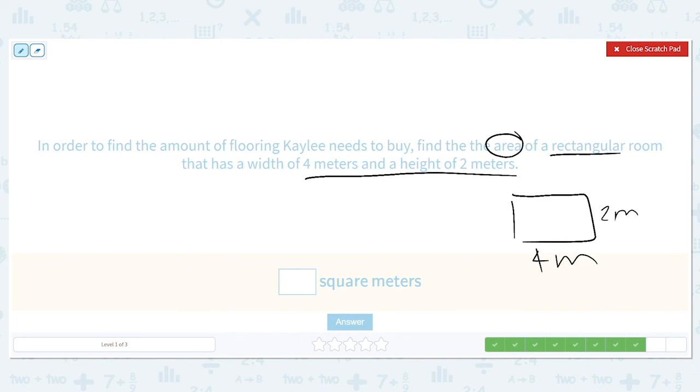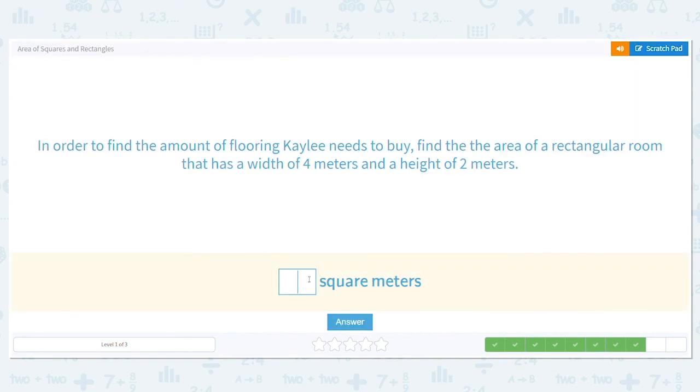Remember, area is length times width. Could I say width times length? Sure. Order doesn't matter with multiplication. So if you do 2 times 4 or 4 times 2, you're still going to get what product? What will your answer be? 8. So our answer is 8 square meters.